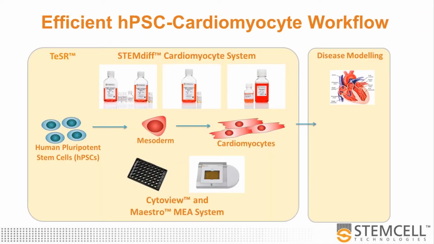Brief overview of what we've done so far. So we've talked about the cardiomyocyte system and Axion's CytoView plates and MEA system, and used disease modeling as an example of how we can study arrhythmias in culture. Now I want to focus on toxicology, screening, and drug discovery using both systems.